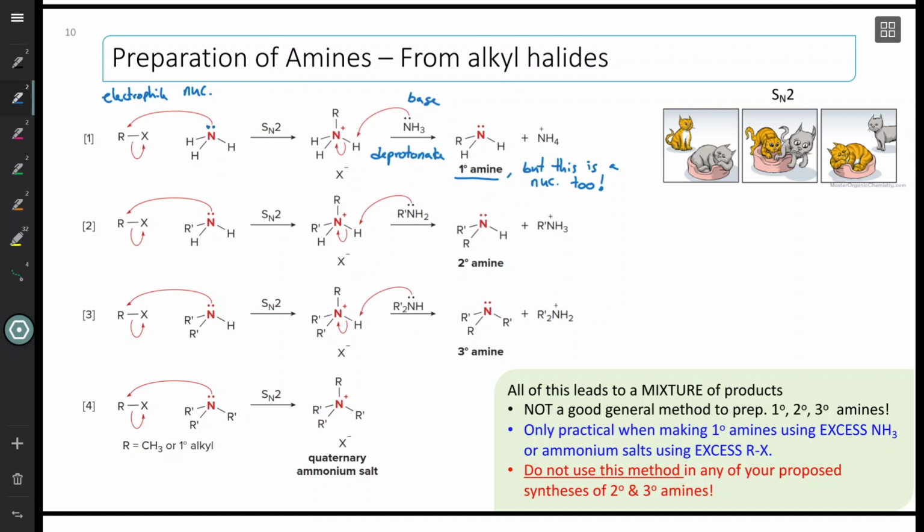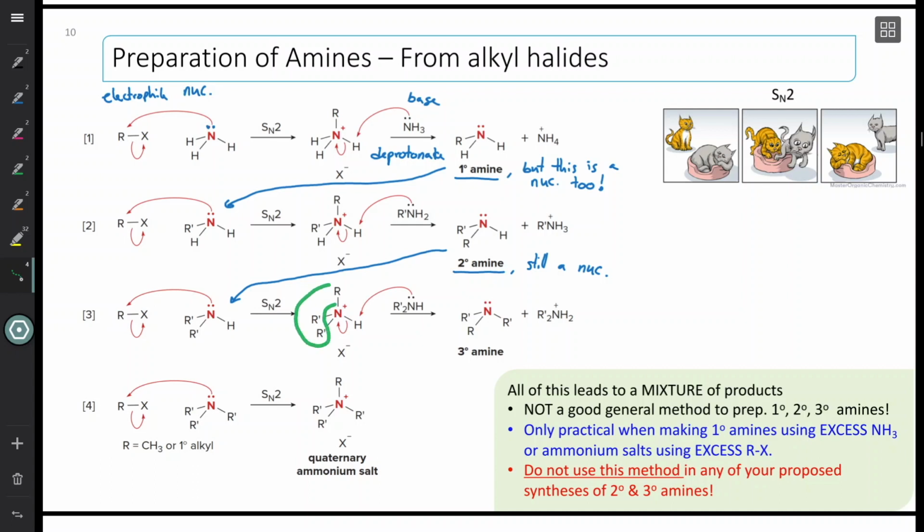So what does that mean? That means that it will also come over here and readily attack another alkyl halide. Then you will get two R groups that will get deprotonated either by your primary amine or some more ammonia that you still have in there. And so then you will get your secondary amine, which, I think you're seeing the trend here, is still a nucleophile. So it comes down here and it will also attack another alkyl halide.